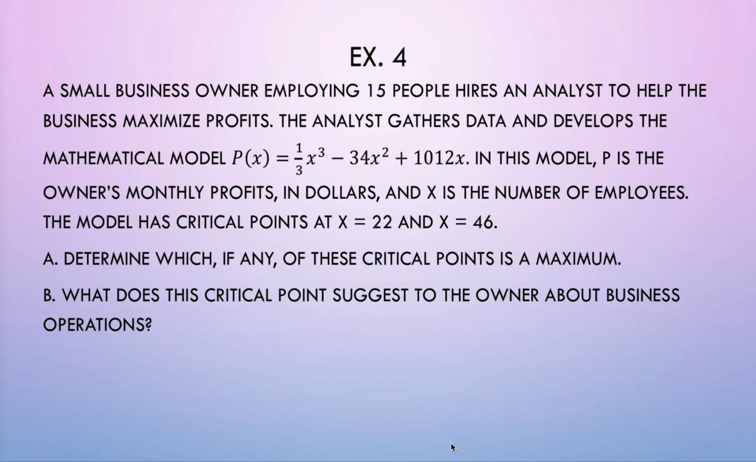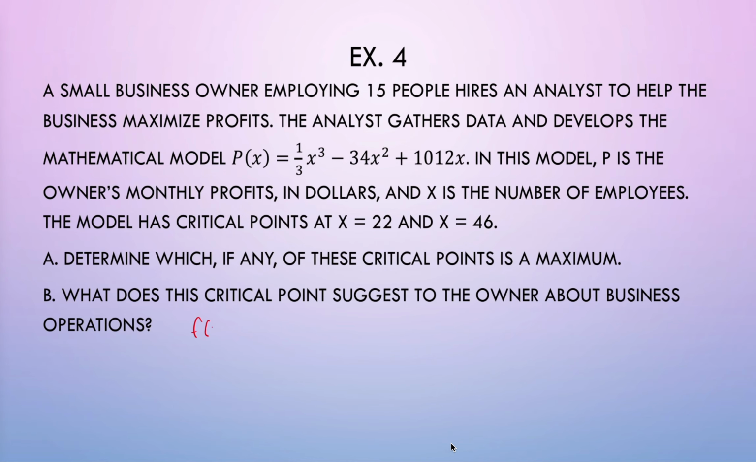A small business owner employing 15 people hires an analyst to help the business maximize profits. The analyst gathers data and develops a mathematical model. P of x equals 1/3 x cubed minus 34x squared plus 1012x. In this model, P is the owner's monthly profits in dollars and x is the number of employees. The model has critical points at x equals 22 and x equals 46. Determine which, if any, of these critical points is a maximum.